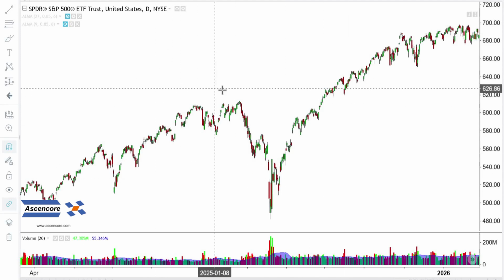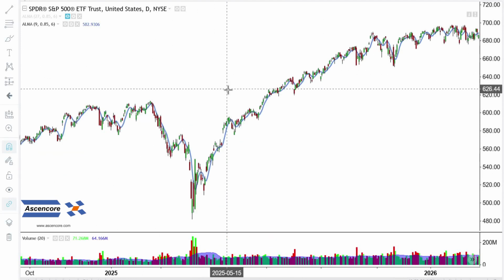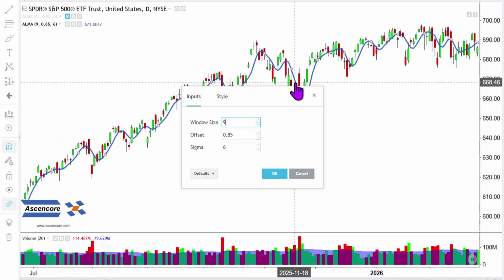Let's take a look at how the ALMA, Arnaud Legoux moving average, can be used with Fibonacci tools to more quickly identify important changes in a trend.